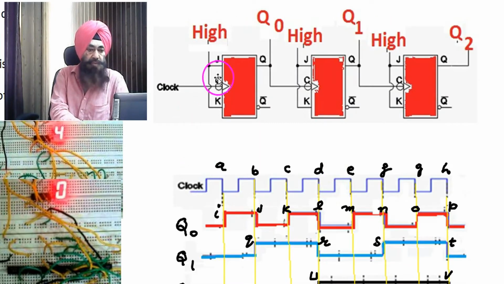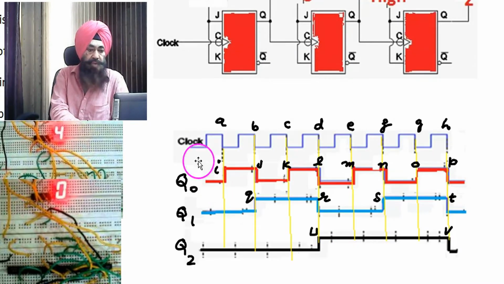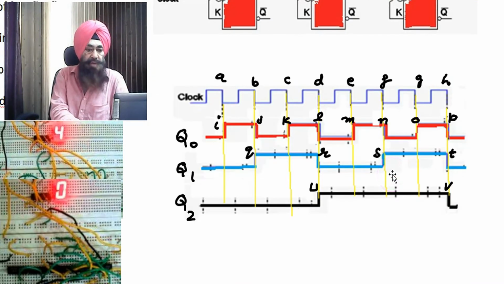The first flip-flop will toggle with this clock. So this is the output of the first. Now the second flip-flop will toggle with this clock. This is the output. And the third flip-flop will toggle with this clock, and this is the output. Okay.